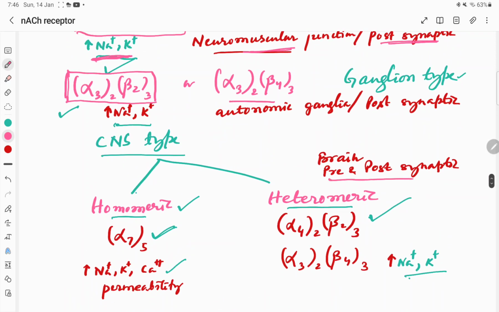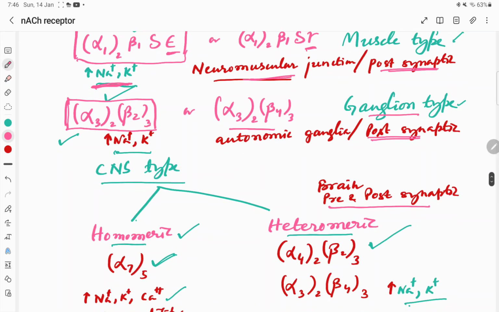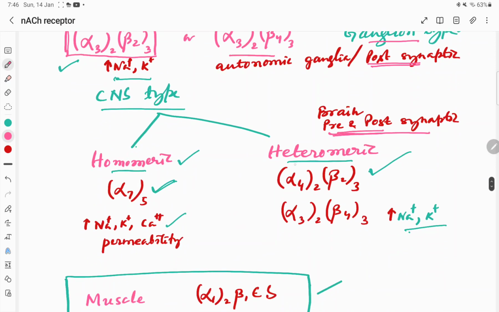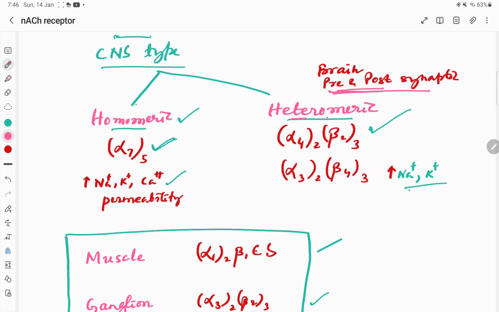This receptor can be either presynaptic as well as postsynaptic, whereas in muscle and ganglion it is postsynaptic. In the brain it can be both pre as well as postsynaptic, and this can be homomeric as well as heteromeric. Homomeric consists of only the alpha 7 subunit. All the 5 subunits are alpha 7. If both alpha and beta are present, then it is heteromeric: 2 alpha subunits and 3 beta subunits, a total of 5 subunits, that is heteromeric.